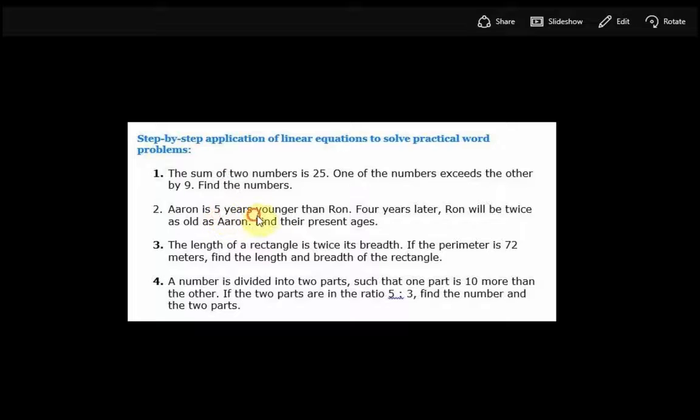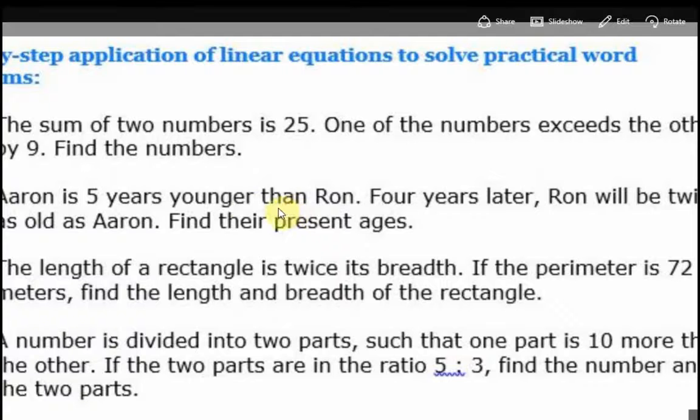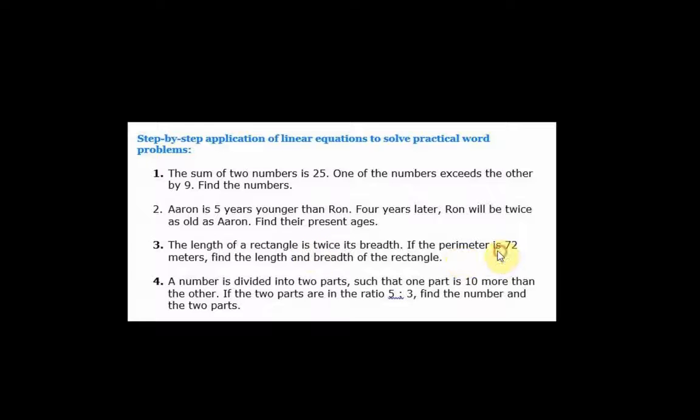"Aaron is 5 years younger than Ron." Okay, "younger than." So you see "younger than," right? These are words. "The length of a rectangle is twice its breadth. If the perimeter is..." Now you know what "the length of a rectangle is" stands for. This represents equal. Also, this represents equal.